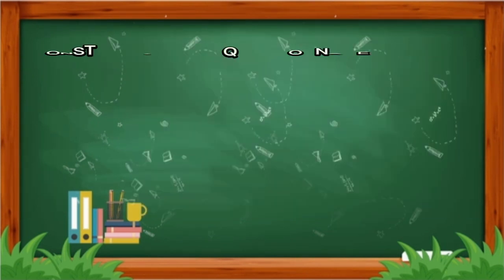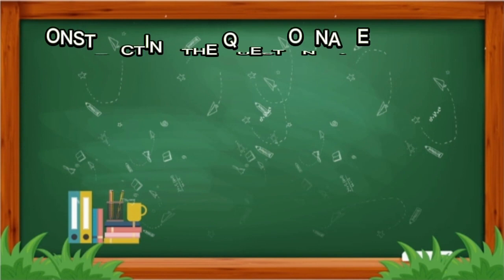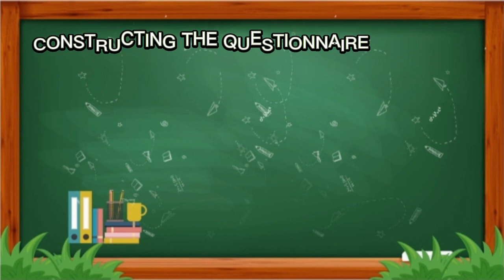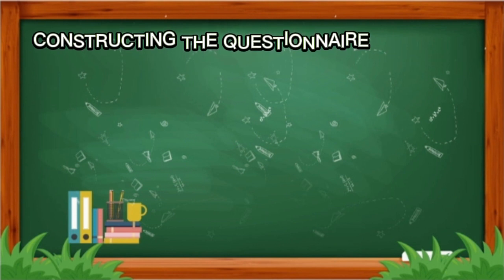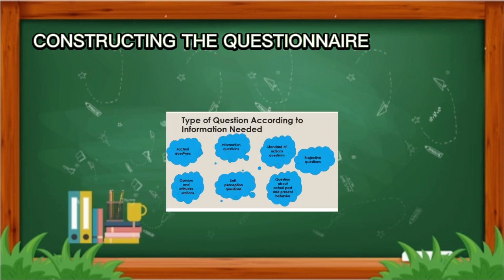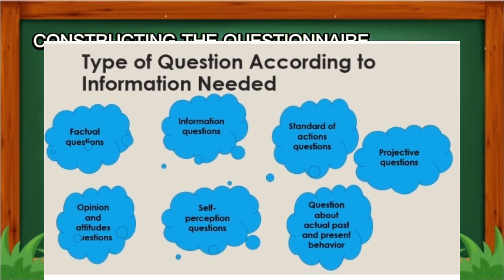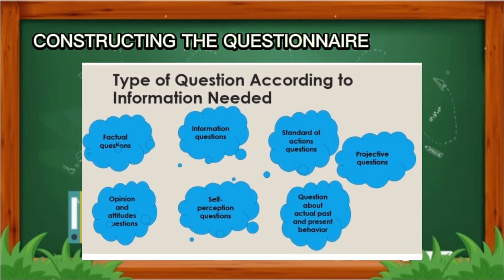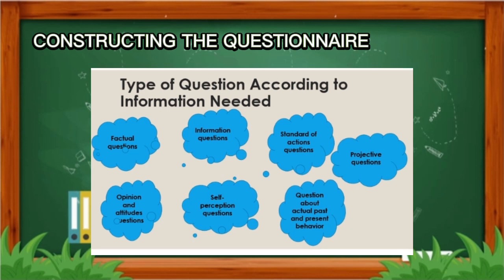Constructing the questionnaire. Proper construction of the questionnaire is essential to its success. In general, the researcher must consider his or her information needs and the characteristics of the participants. Type of question according to information needed. Factual questions. Questions used to ascertain such things as the respondent's age, gender, and so on.